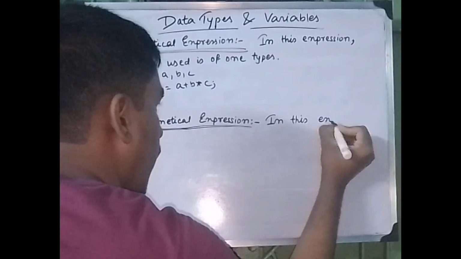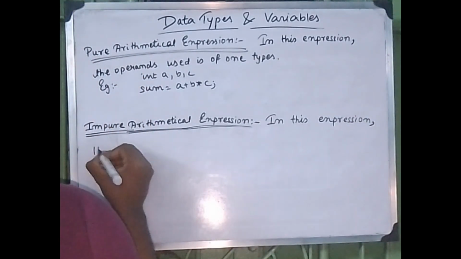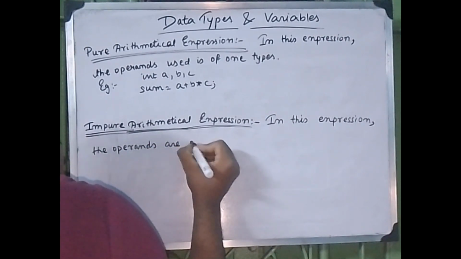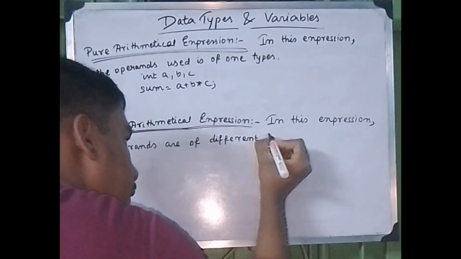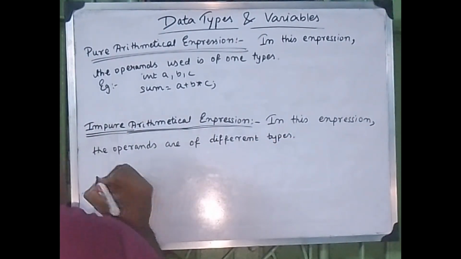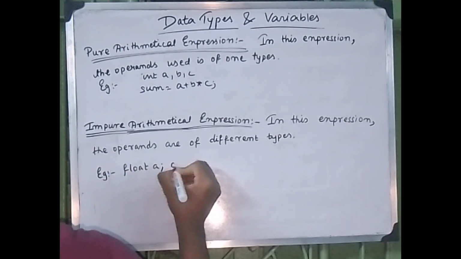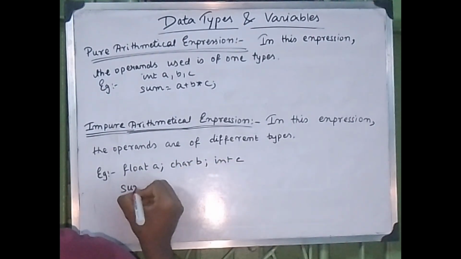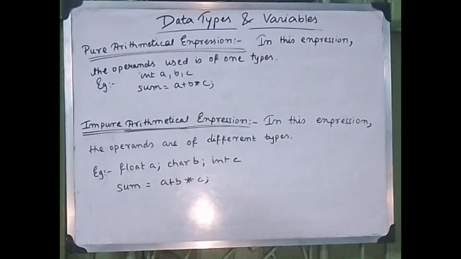For impure arithmetical expression, the operands used are of different types. For example, we can take float a, char b, int c. Sum equals a plus b into c. Therefore, it is an impure arithmetical expression.